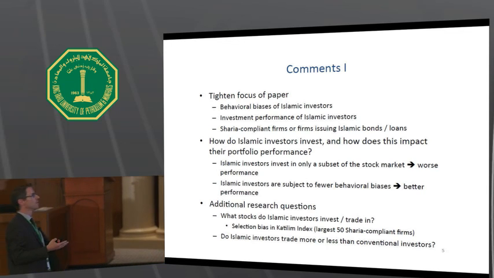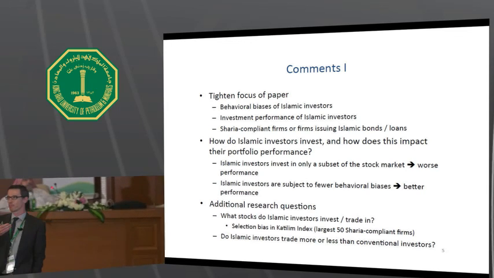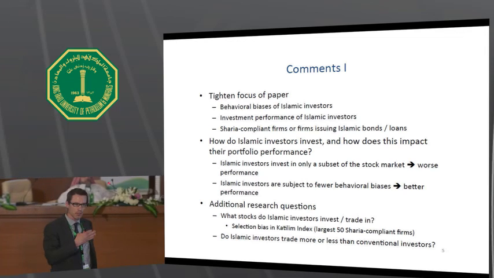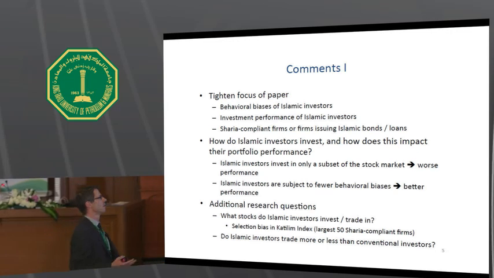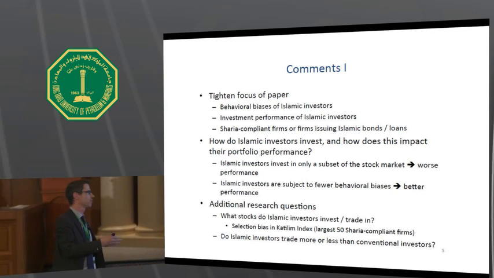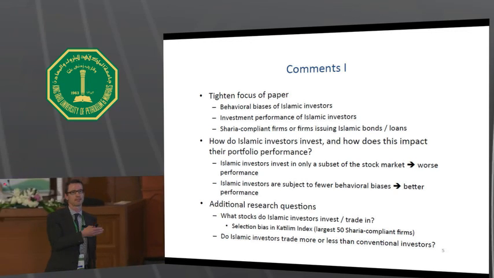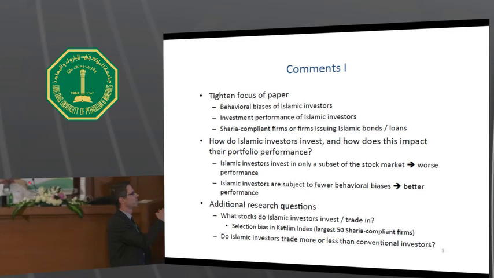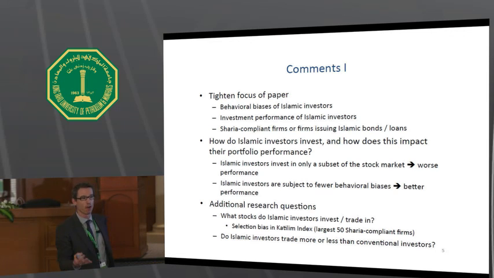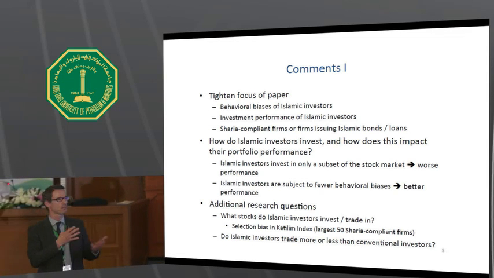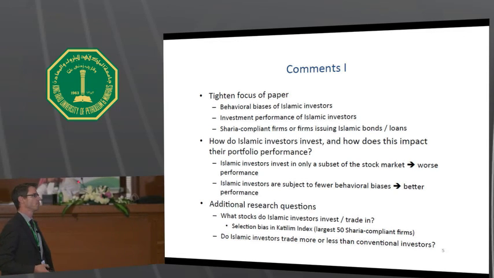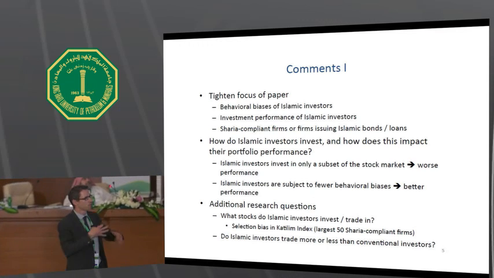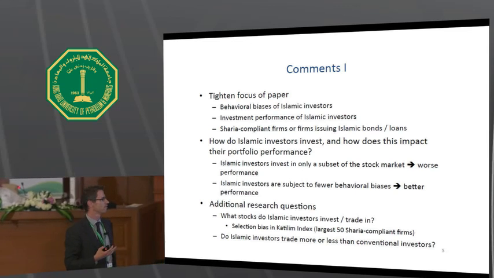Why is this interesting? Because Islamic investors may limit themselves to just a subset of stocks, so that should actually lead to lower performance. On the other hand, as the paper shows, Islamic investors are subject to fewer behavioral biases, and so that could actually provide the basis for better performance. So then it's an interesting empirical question: which of these two effects will dominate? So the paper does answer some of these questions, but not in this context.